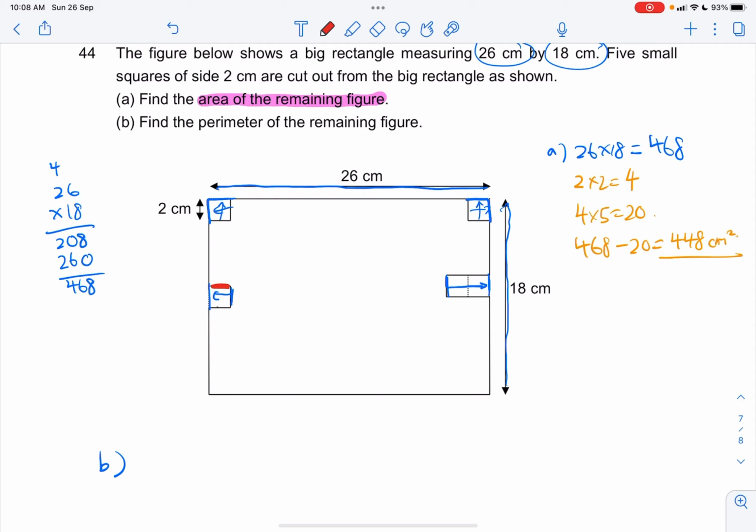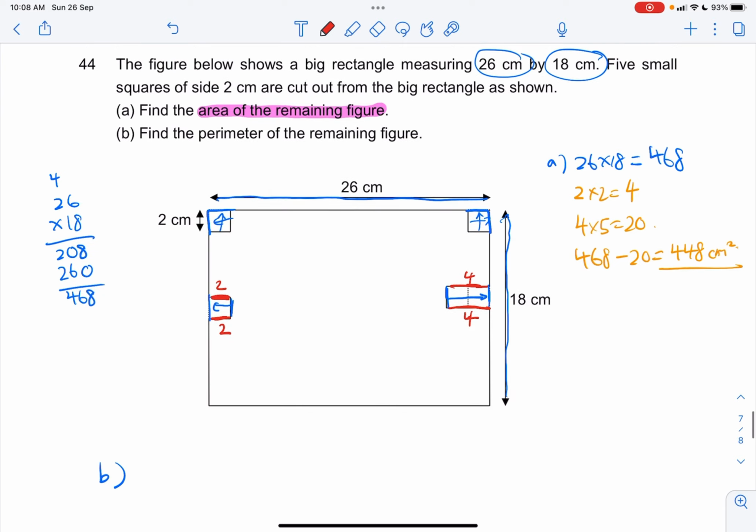So it's basically the perimeter of the rectangle plus these two lines. This one line in red, red, red, and red. And the sides will be 2, 2, 4, 4. So I will find the perimeter of the whole rectangle, then add 2, 2, 4, and 4. So let's see. Perimeter of big rectangle is 26 plus 18 plus 26 plus 18.